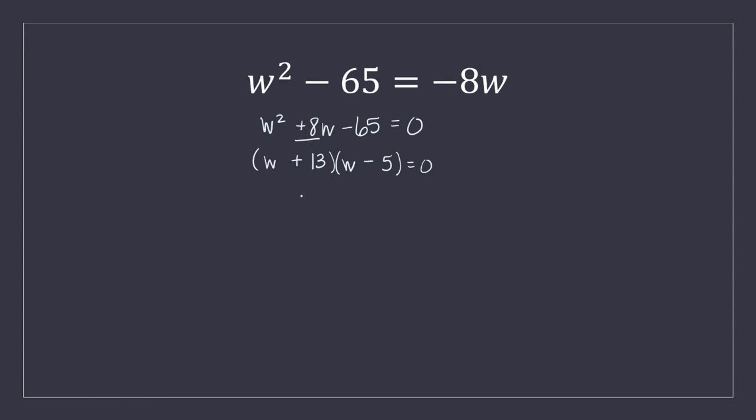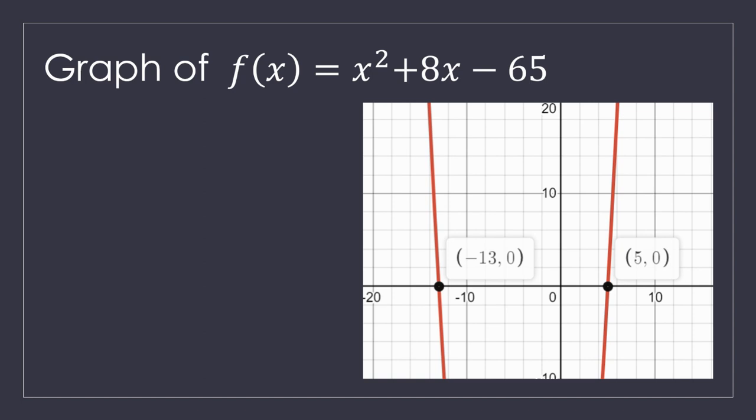And now I'm going to do a nice little shortcut. Watch this. I'm going to say w equals -13 and +5. I just took the opposite of what's in the parentheses. That will work when a is equal to 1. So once we've got it factored, if we set each parenthesis equal to 0, we would end up with w equals -13 and w equals 5. We're just taking a little bit of shortcut, which is completely fine.